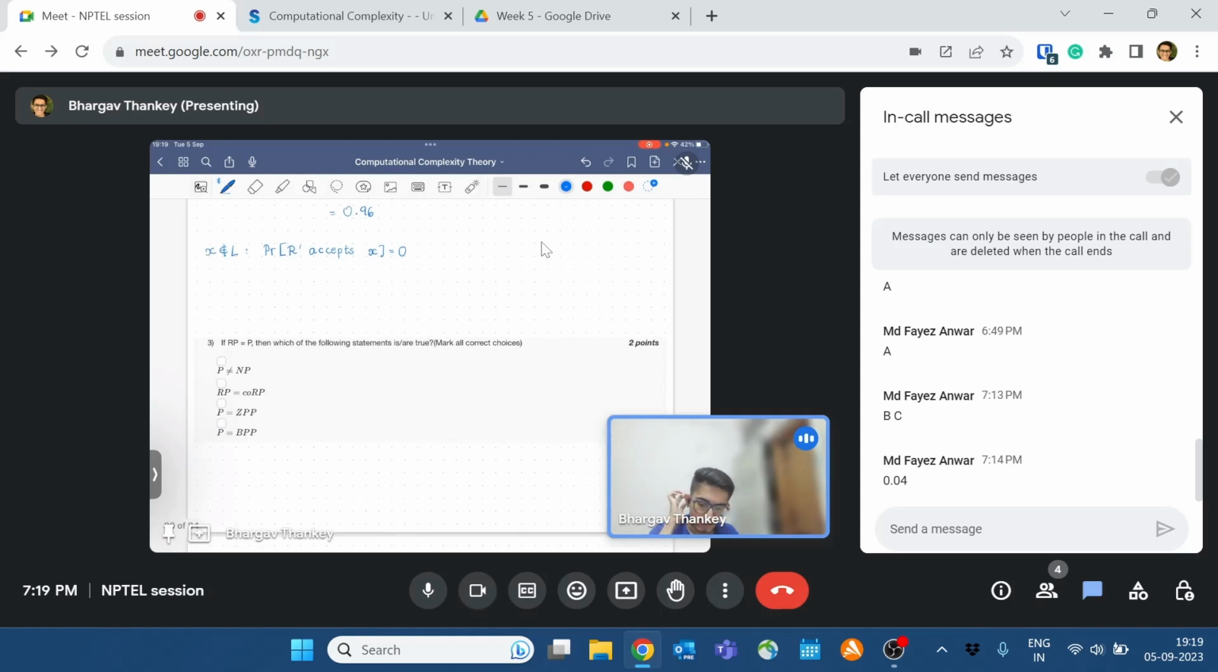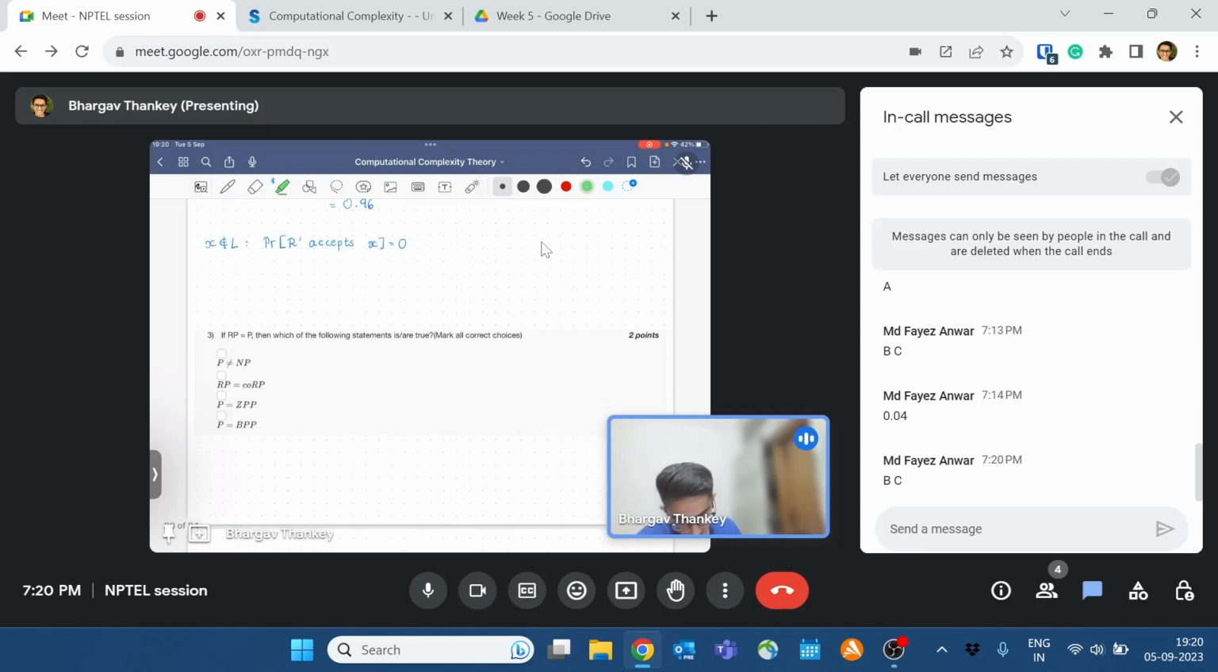The next problem is: if RP equals P, then which of the following statements is or are true? Mark all the correct choices. P not equals NP, RP equals co-RP, P equals ZPP, and P equals BPP. So which of these are correct? You are saying B and C are correct. Okay, so can you tell me why B is correct?